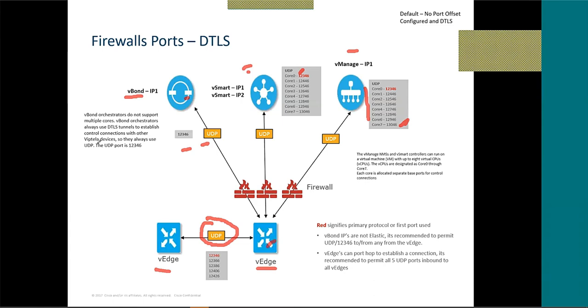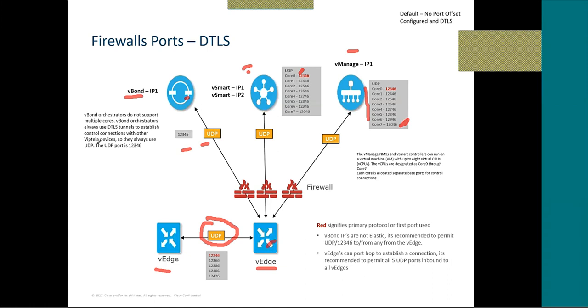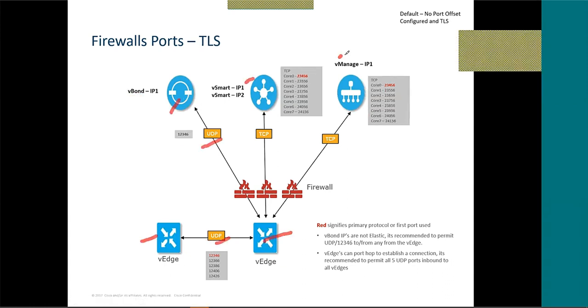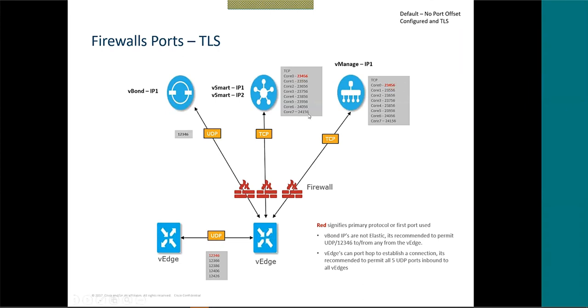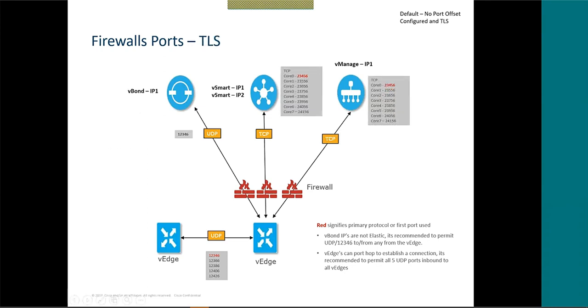As I mentioned, edge to vBonds, we have UDP. Edge to edge is UDP. And with vSmart and then vManage, it's TCP based, but the port number is changed, like 23456. The UDP is 12346, and for TCP it is 23456. These are standard port numbers, in case the organizations need to open firewall port numbers for the control plane communication with these boxes.